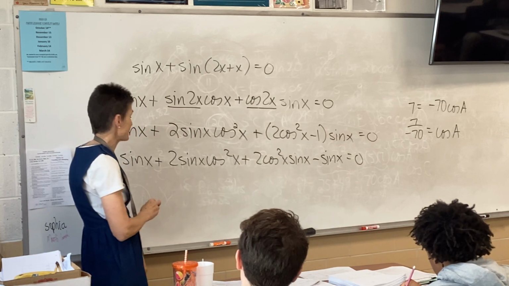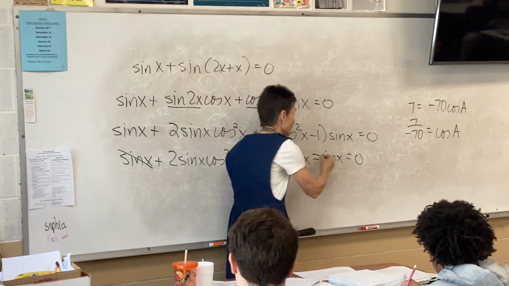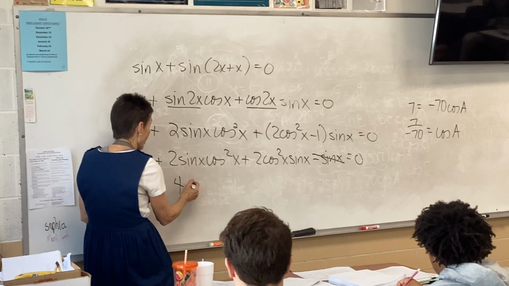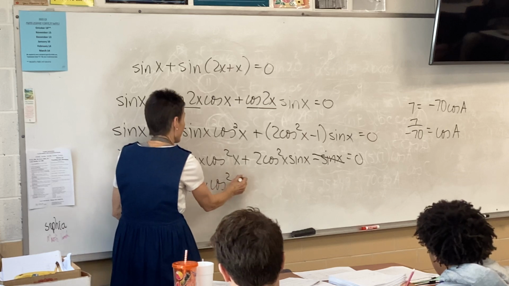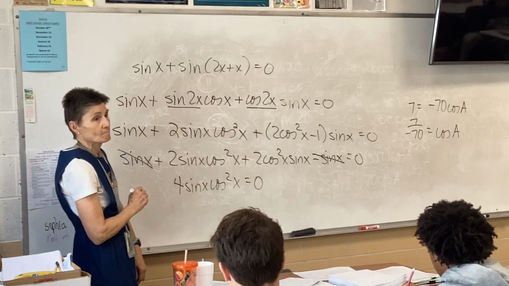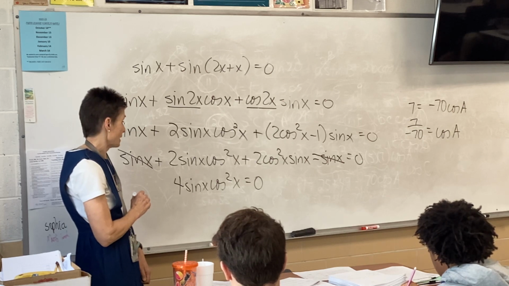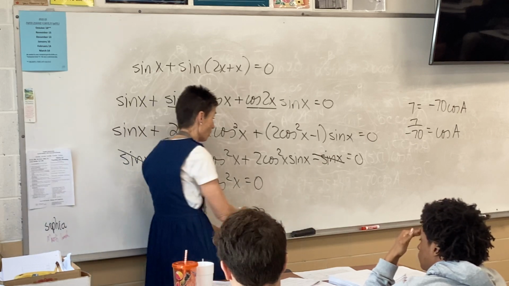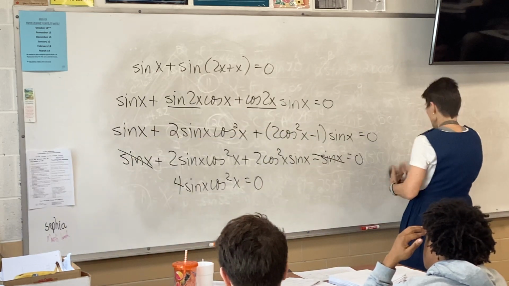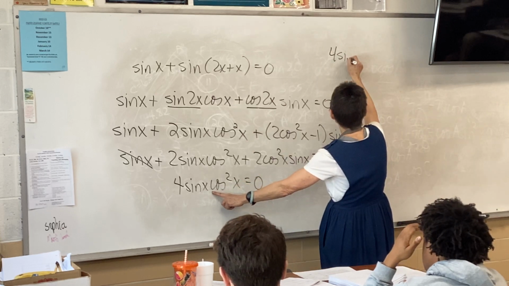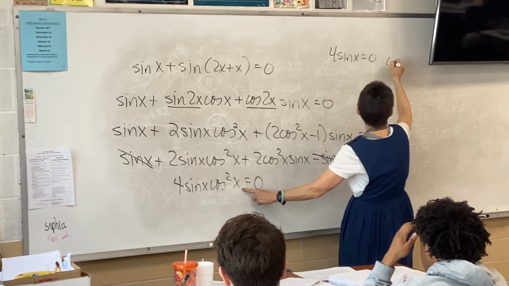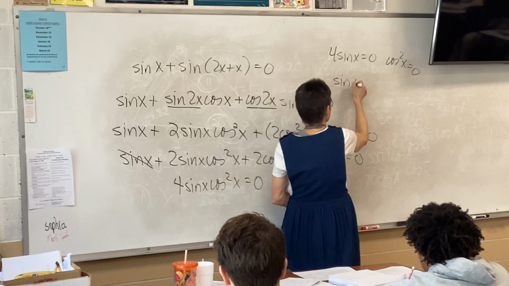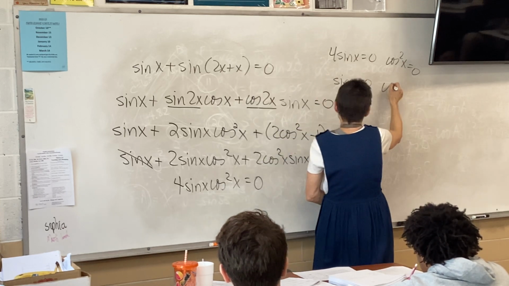Well, that did work out nicely because these two are going to cancel. And these two actually add together. So I have 4 sine cosine squared. Now, that's a product. When things multiply and give you 0, that means one of them has to be 0. So either 4 sine equals 0, or cosine squared equals 0. So where does sine equal 0? And where does cosine equal 0?